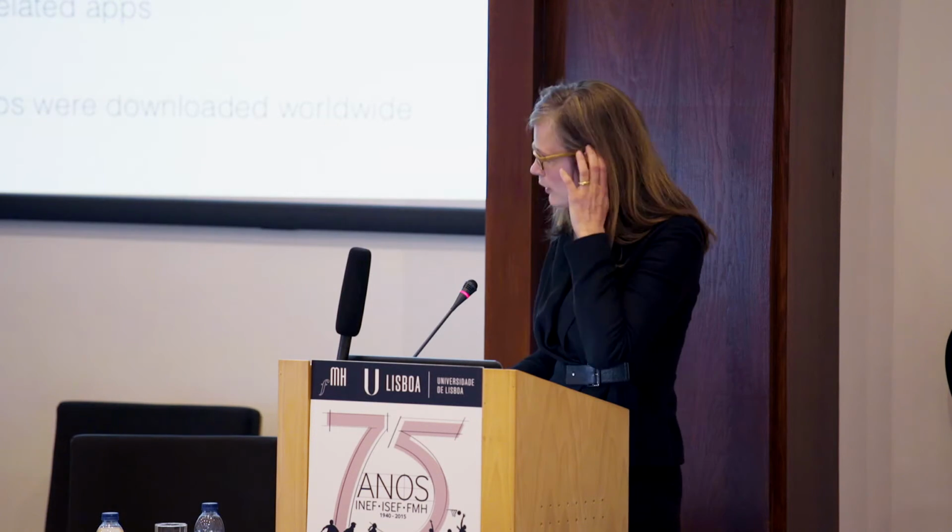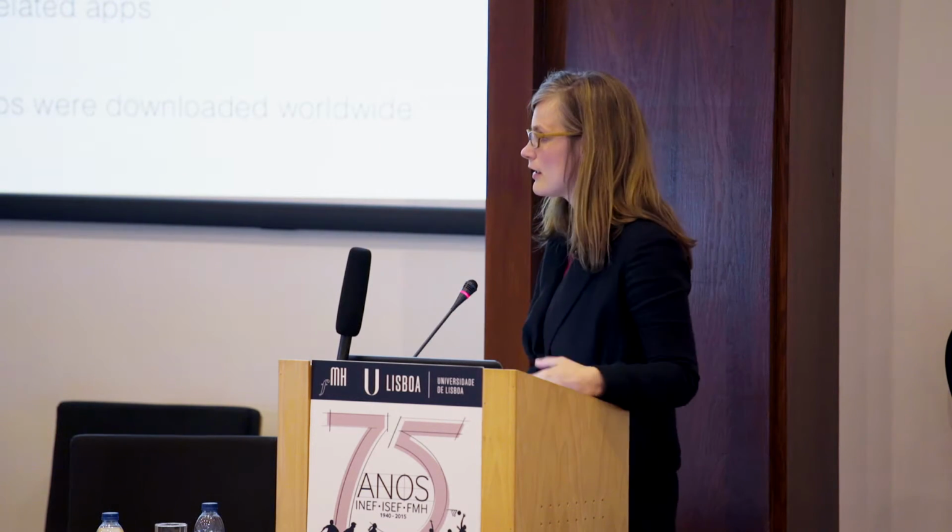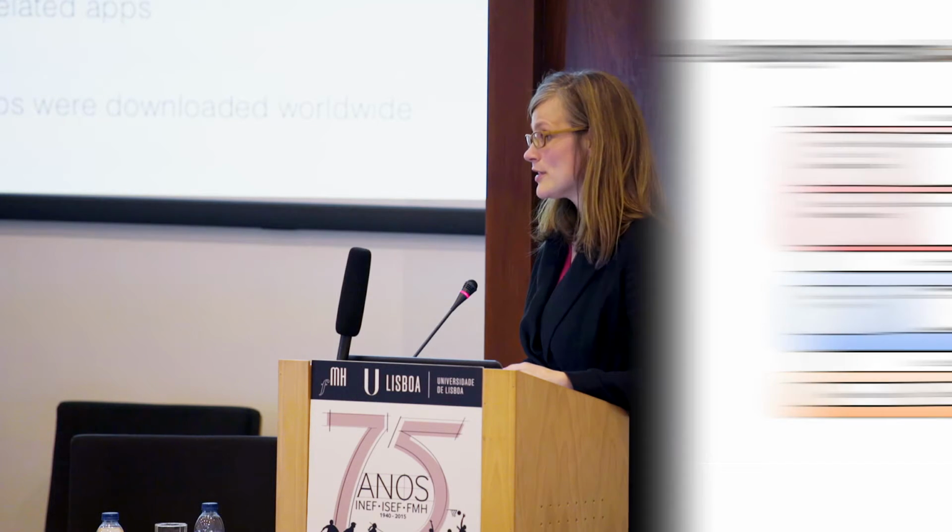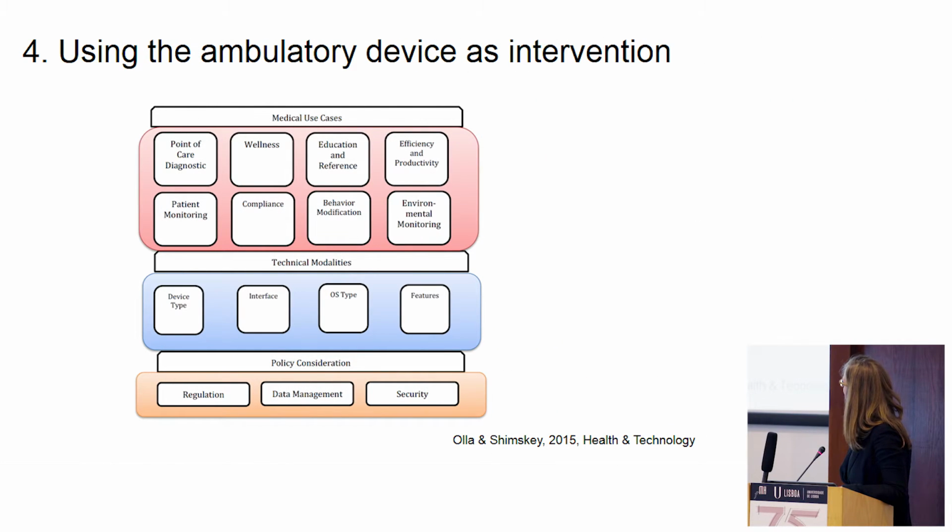What I found helpful when thinking about this, since there are many different ways to intervene with ambulatory devices, is this taxonomy by Oller and Chimsky. Basically, they looked at medical use cases. But they asked, what do I want to use this device for? Is it a point of care for diagnostics? For example, do I want to know something like blood pressure over a longer time so I can tell whether someone has high or low blood pressure in general? Is it patient monitoring? If you're talking about glucose, for example, or again, we could do blood pressure.